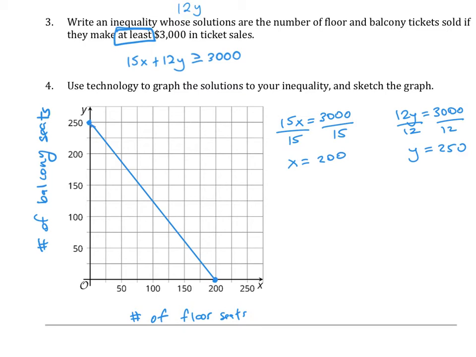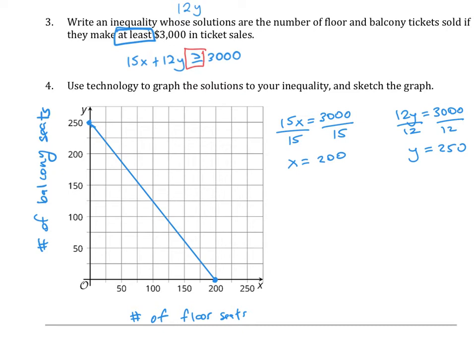The next thing I need to do is determine, A, whether I should have a solid line or a dashed line, and then B, what side I should be shading on. Let's look at the type of line first. I notice that my inequality symbol is greater than or equal to 3,000. That tells me that the ordered pairs that fall on the line are solutions, and therefore my line should be solid, so I don't have to change anything.